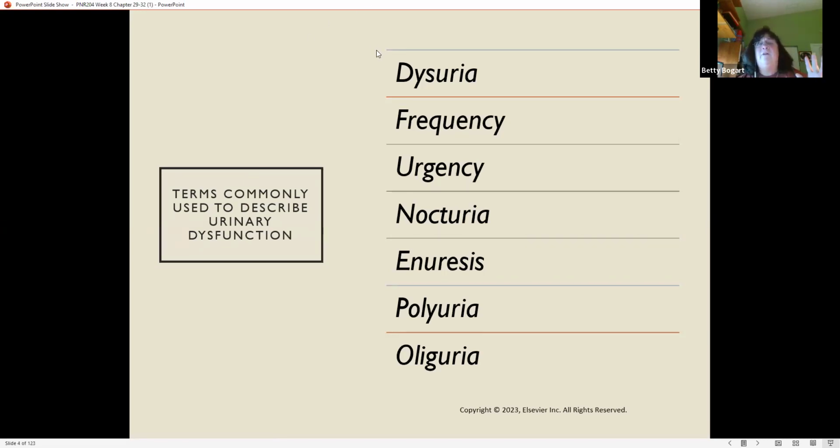So urinary function, what are those vocabulary words? Anything with a dys is difficulty or painful. Dysuria, painful urination. Frequency, you're going a lot. Urgency is like all of a sudden you got to go and you better run now because you might be incontinent. Nocturia or enuresis is urinating at night. Polyuria is a lot of urinating. And oliguria is when you stop urinating, like as in kidney failure.